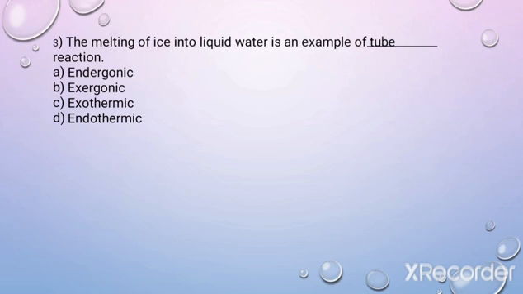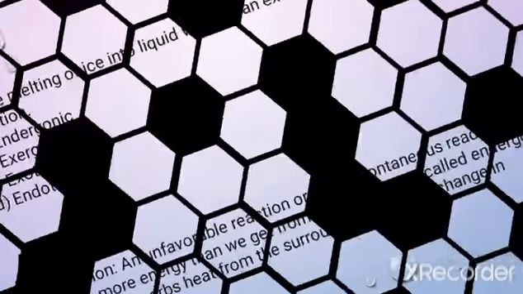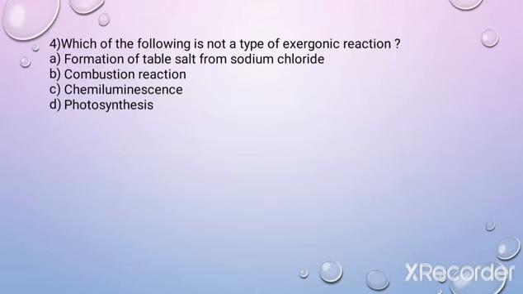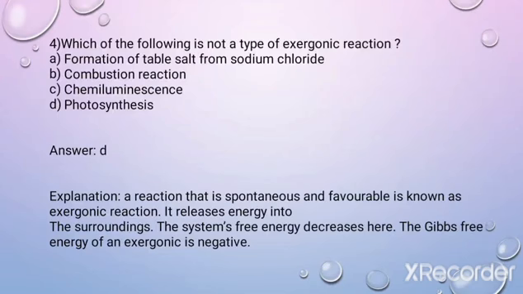The third question is, the melting of ice into liquid water is an example of dash reaction. Question 4. Which of the following is not a type of exergonic reaction? A. Formation of table salt from sodium chloride, B. combustion reaction, C. chemiluminescence, or D. photosynthesis. Let's see the answer. So the answer is D, that is photosynthesis.